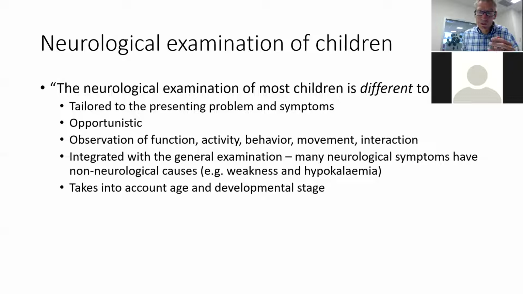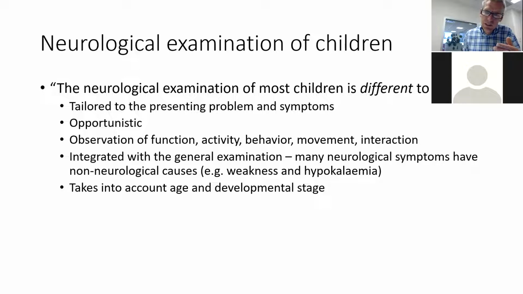That is, it has to be based on observations that you can make by standing back and looking at the child. And so you can observe the child's function, what they actually do, their activity, their behavior, their movement, their interaction. And so your powers of general observation become very important. And you have to translate those powers of observation into a description of what the child can do, what their posture looks like, what their activity is like, etc.